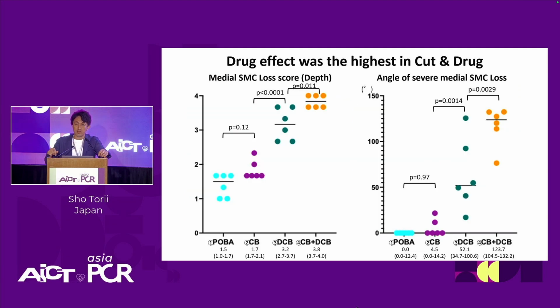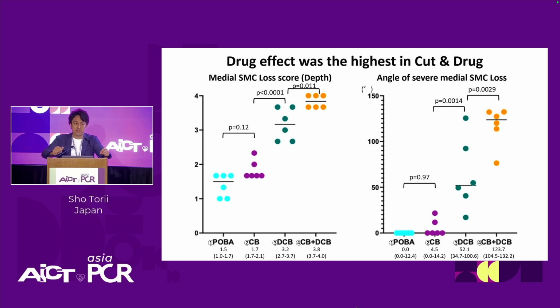So this is the main result of this study, and as you can see, the drug effect was the highest in the cut and drug strategy. If you look at the depth of the medial smooth muscle cell scoring, cut and drug demonstrates the highest score and a significantly better drug effect compared with the DCB alone strategy, and of course compared with the cutting balloon and balloon angioplasty strategies. And when you measure the angle of the severe medial smooth muscle cell loss, cut and drug again demonstrates the best angle, 123 degrees versus 52 degrees in DCB.